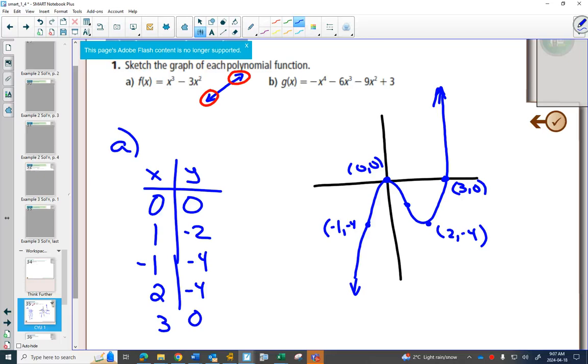Okay? So we could do the same thing for the second one. You could plot a bunch of points. And for the second one, can you see that it is a negative x to the 4 graph? So there's our end behavior. We're not actually going to do part B to save time. All you'd have to do, like, can you see that the y-intercept is 3? Could you plug in 1? Absolutely. Could you plug in 2? Could you plug in 3? It just takes some time, but it's not hard to do. We can always do a table of values and get graphs and get points.